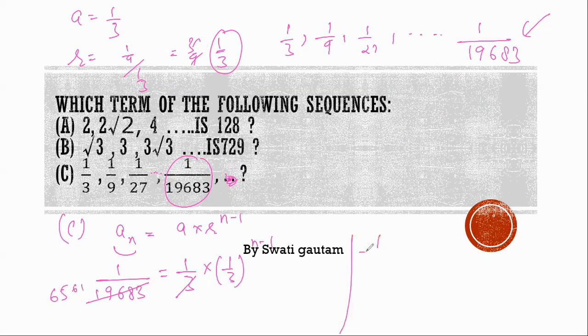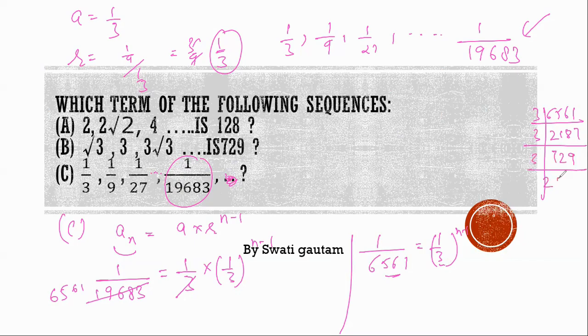Okay, now what I am left with is 1 over 6561 is equals to 1 by 3 raised to the power n minus 1, right? Now, please, we want the base same. Here there is 3, so it will be something like 3 raised to the power. So let's solve it. Let's take the LCM. Dividing again and again by 3, we get 81, and again by 3, again by 3, again by 3, and again by 3.